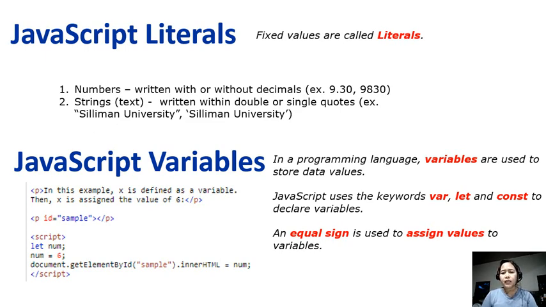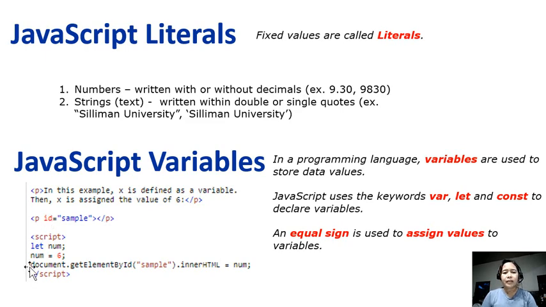Now, in programming language, variables are used to store data values, so that's also true in JavaScript. You use variables to store values. So JavaScript uses the keywords var, let, and const to declare variables, and of course you already know that the equal sign is used to assign values to variables.